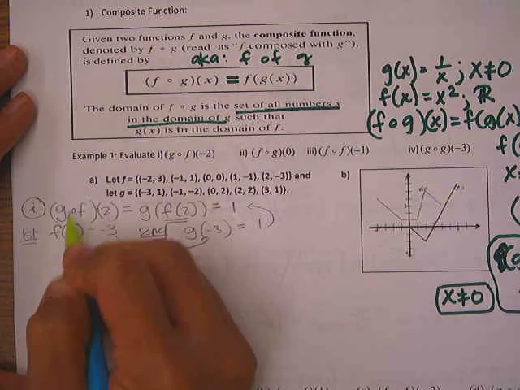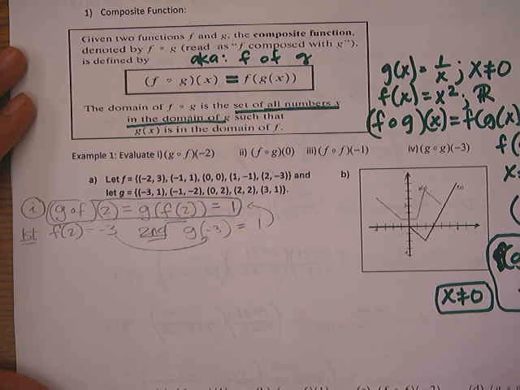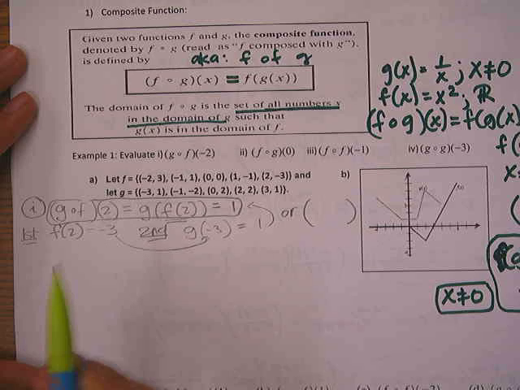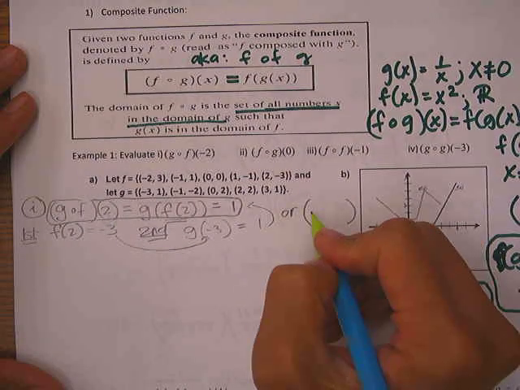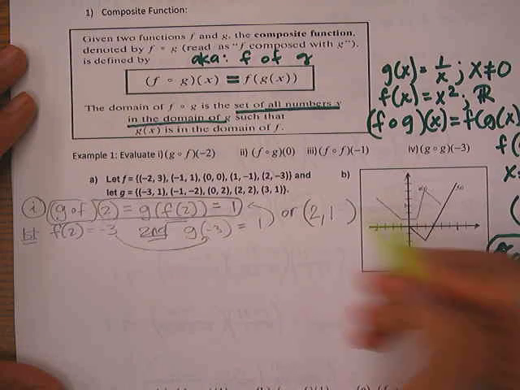So this right here is what I want to box. You can also write this as an ordered pair. The initial input was 2. The last output is 1.